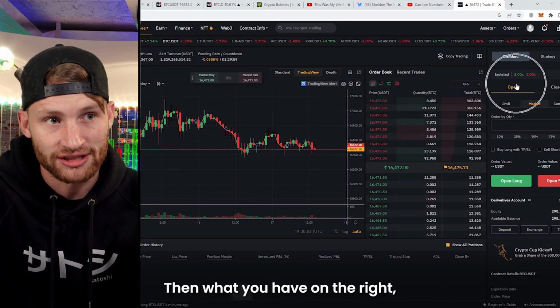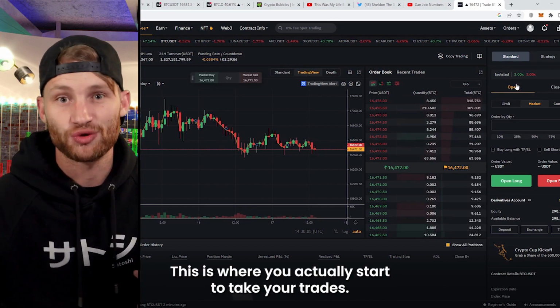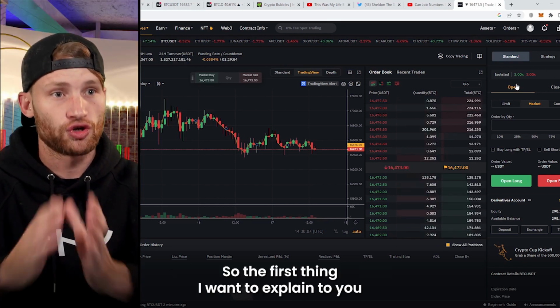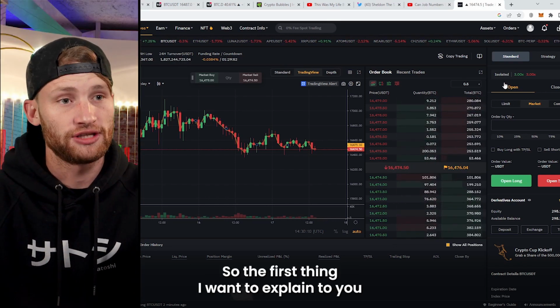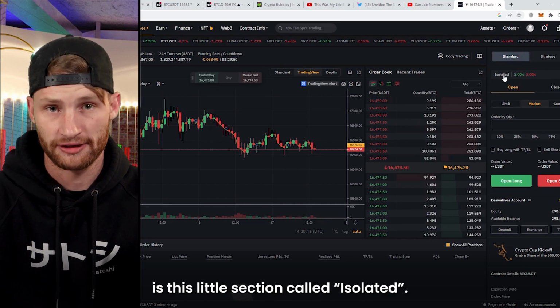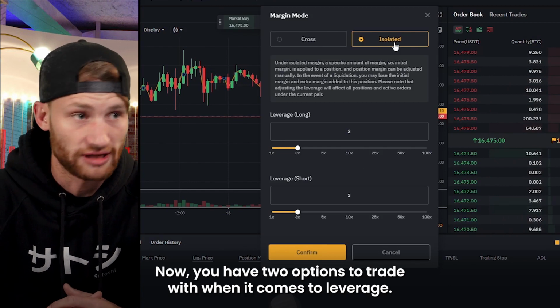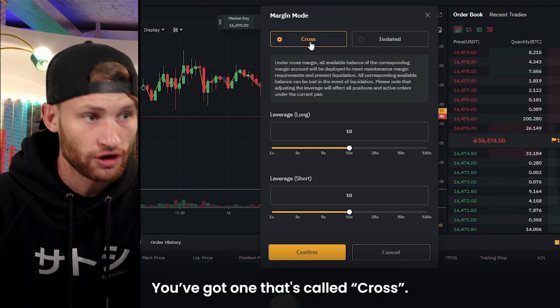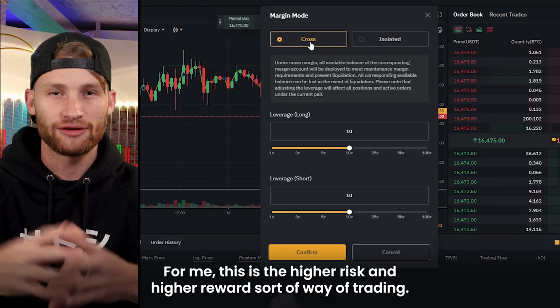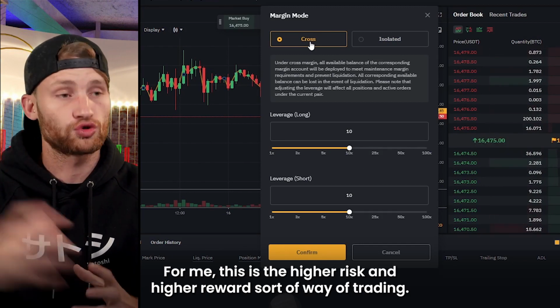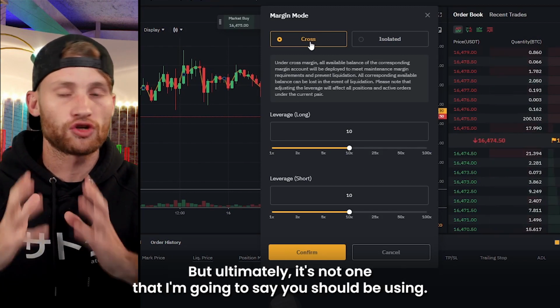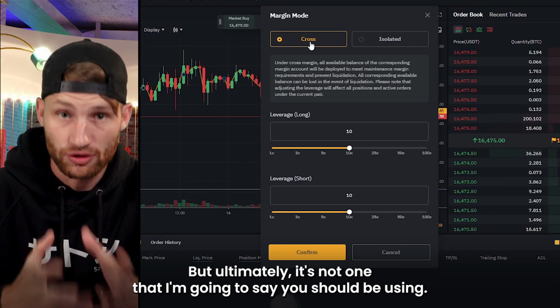Then what you have on the right, this is where the magic happens. This is where you actually start to take your trades. The first thing I want to explain to you is this little section called isolated. If you click on that, now you have two options to trade with when it comes to leverage. You've got one that's called cross. For me, this is the higher risk and higher reward way of trading, but it's not one that I'm going to say you should be using.